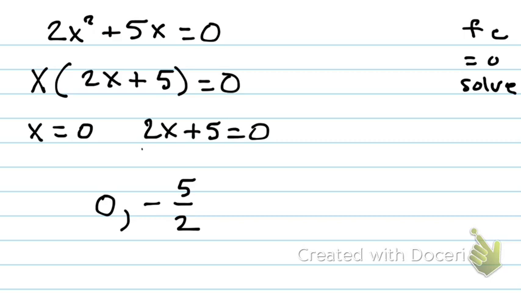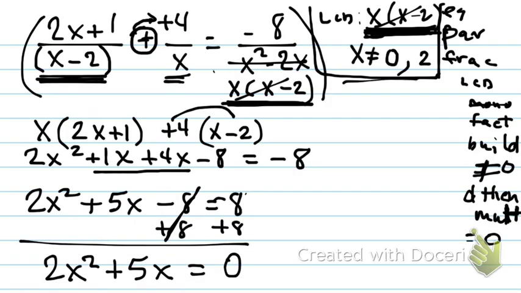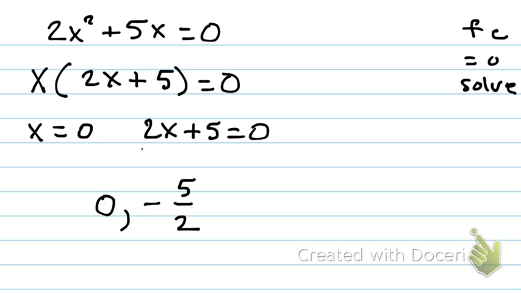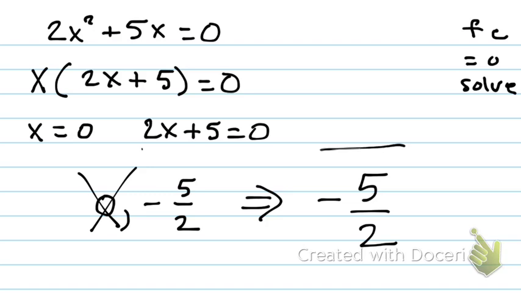What it can't be. Remember, way back here when we found out our LCD, we said that this thing can't be what? 0 or what? And what did we get for our answers? So I have to reject the 0. Now, do I have to reject the negative 5 over 2? Nope. So the only solution that I have that works is the negative 5 over 2. Throw out the 0 because our denominator told us that x can't be 0.